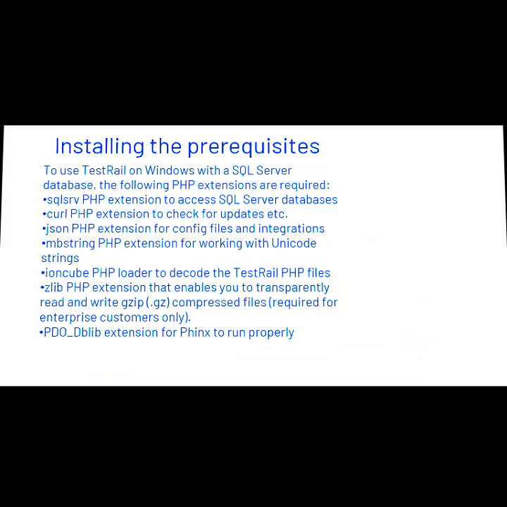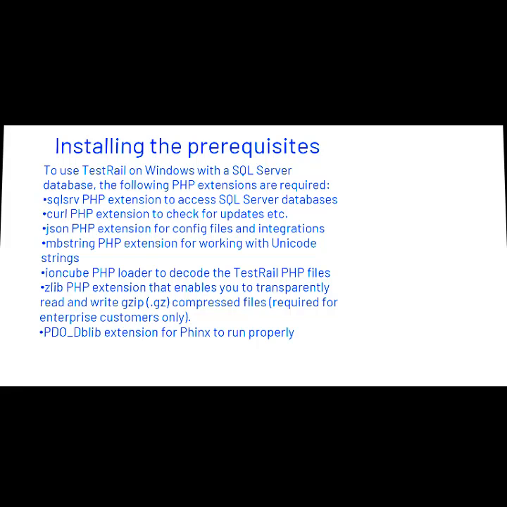First, the SQL Server PHP extension to access the SQL Server database; the curl PHP extension to check for updates; the JSON PHP extension for configuration files and integrations; the mbstring PHP extension for working with Unicode strings; the ionCube PHP loader to decode the TestRail PHP files; the zlib PHP extension that enables you to transparently read and write gz compressed files, required for enterprise customers only; and the PDO/dblib extension for Phoenix to run properly.